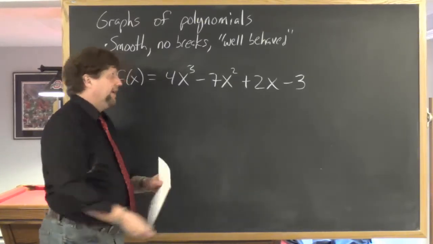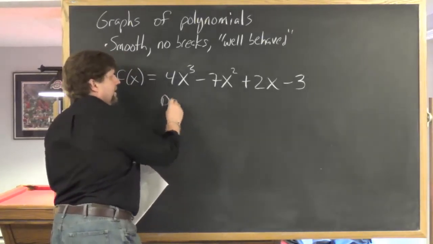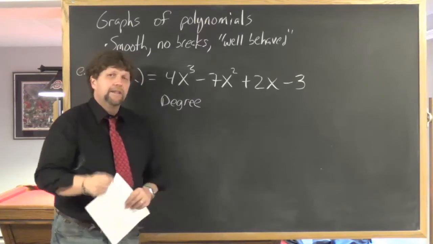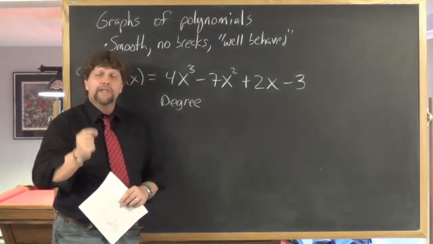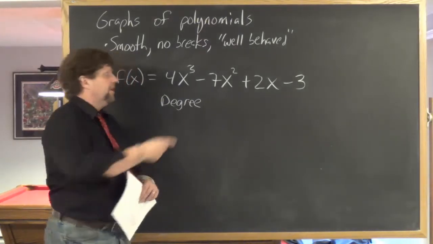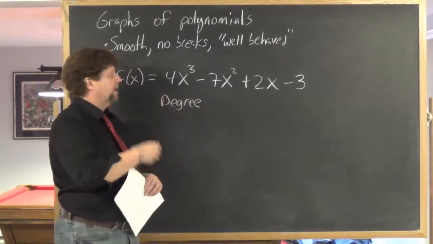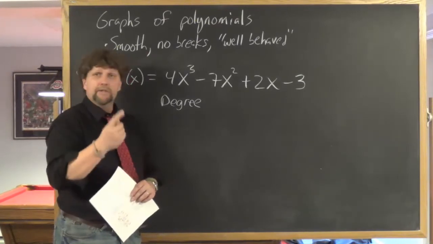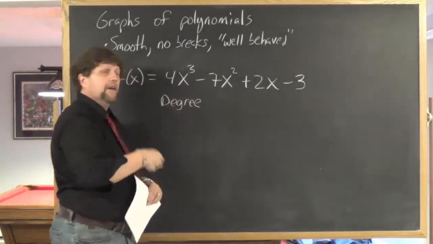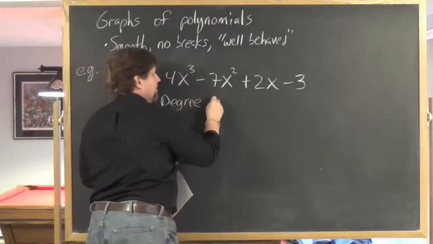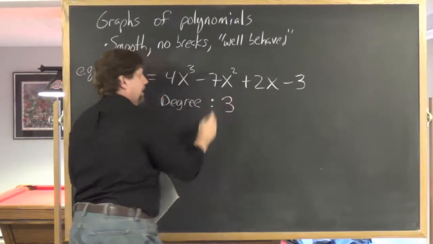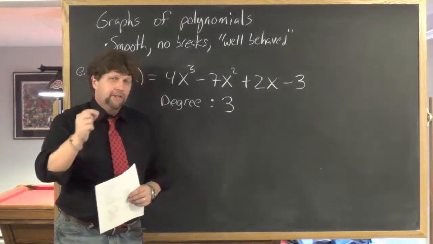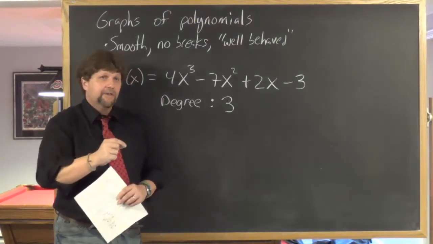These are a couple of important items I need you to be able to determine for any polynomial function. Item 1 is the degree of the polynomial. Quite simply, the degree is the largest exponent that you see. So for this polynomial function, the largest exponent I see on a variable is 3, right here. So the degree of this polynomial function is 3.